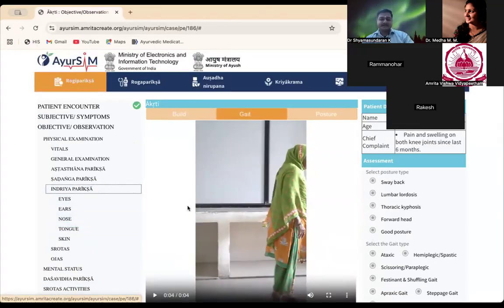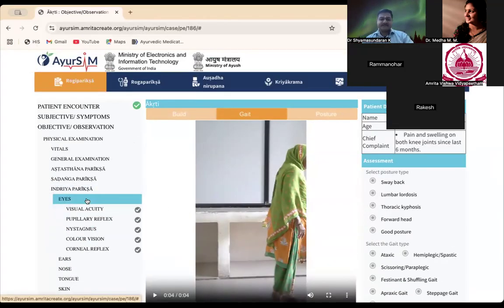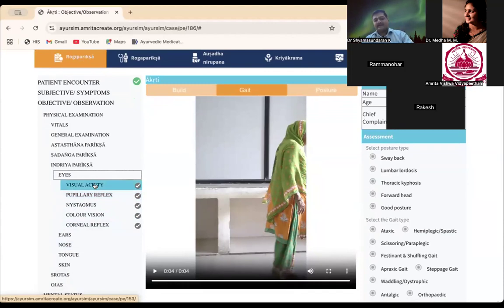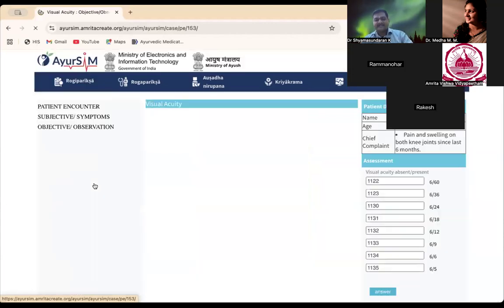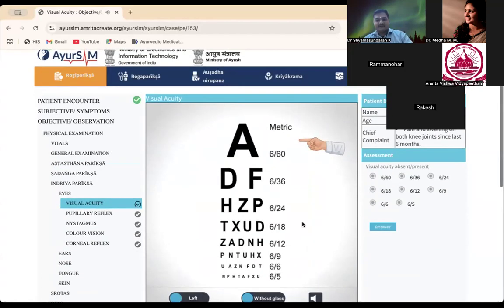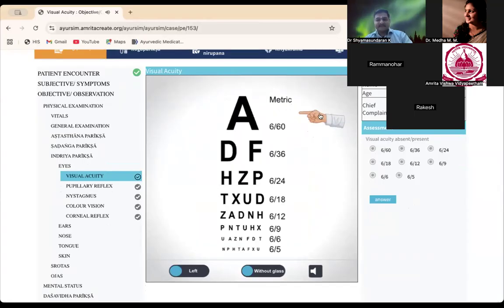Then comes the Indriya Pariksha. So Indriya Pariksha also is very, very elaborate, like each examination. The eye is a very sophisticated organ, and it has a lot of examinations. All these activities are given. See, you can move this and the patient will tell you. As you move it, the patient will make the sounds which are pointed to, and the answer is given. So the patient details, everything will be given here.